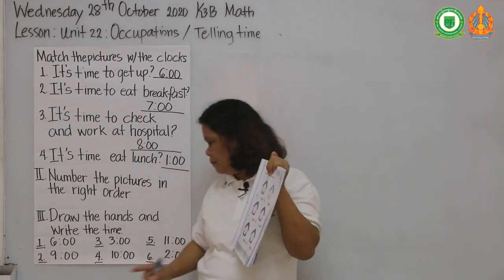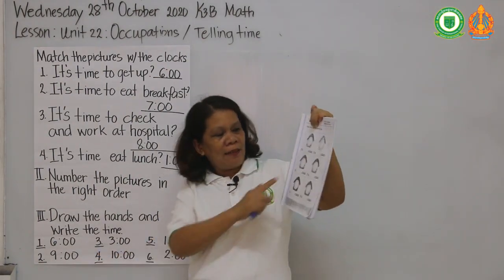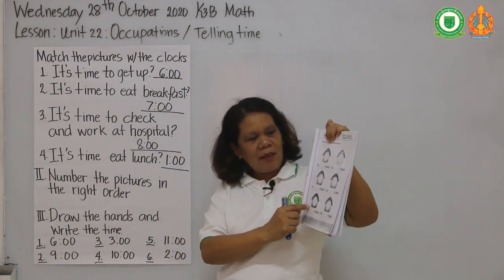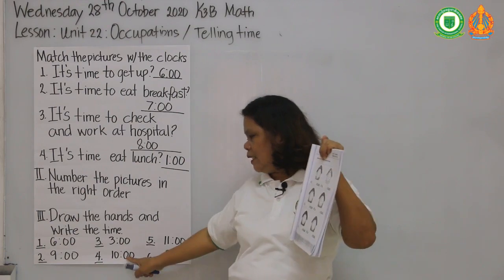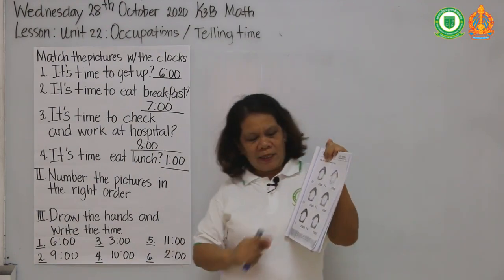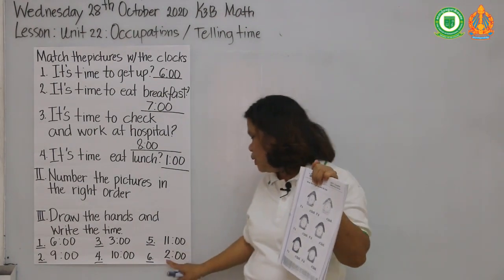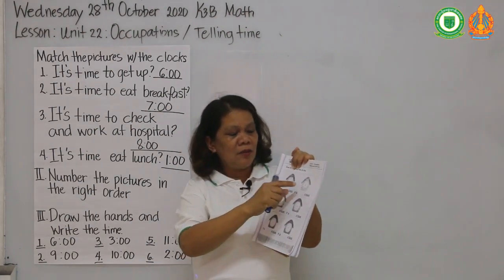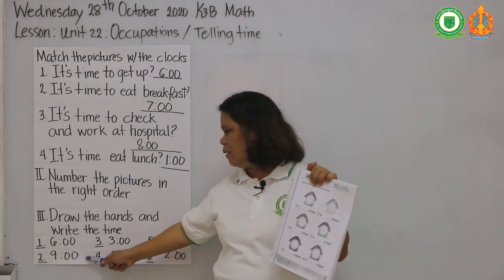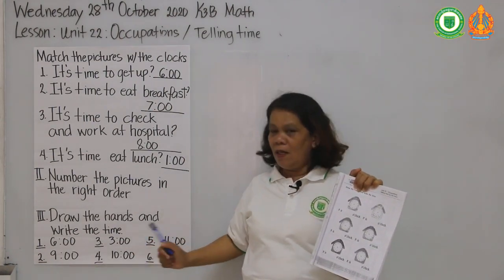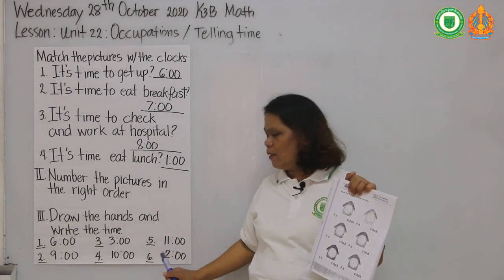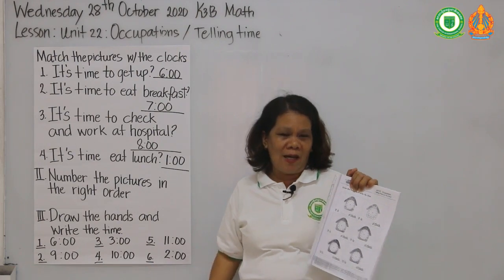Number 2 is 9 o'clock. Number 3 is 3 o'clock. Number 4 is 10 o'clock. And number 5 is 11 o'clock. And number 6 is 2 o'clock. Okay, you're going to show me where is 6 o'clock. Where is 9 o'clock? Where is 3 o'clock? Where is 10 o'clock? And where is 11 o'clock? And where is 2 o'clock?